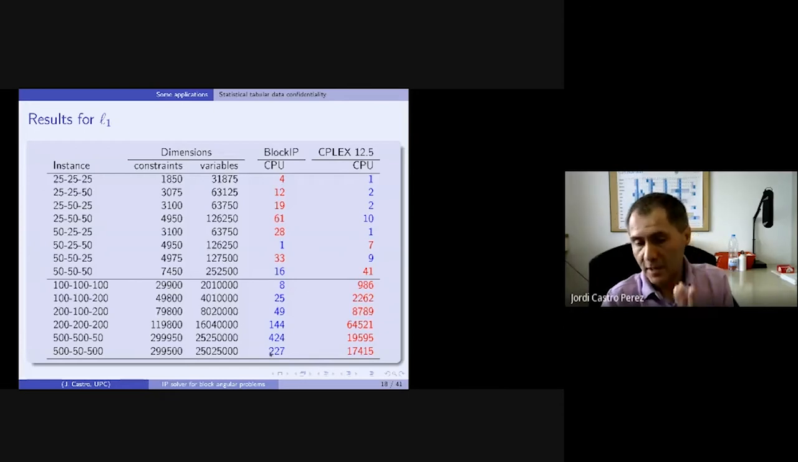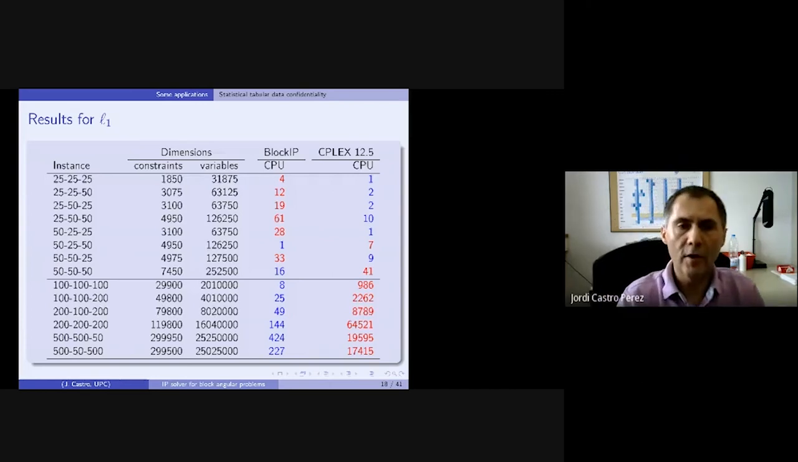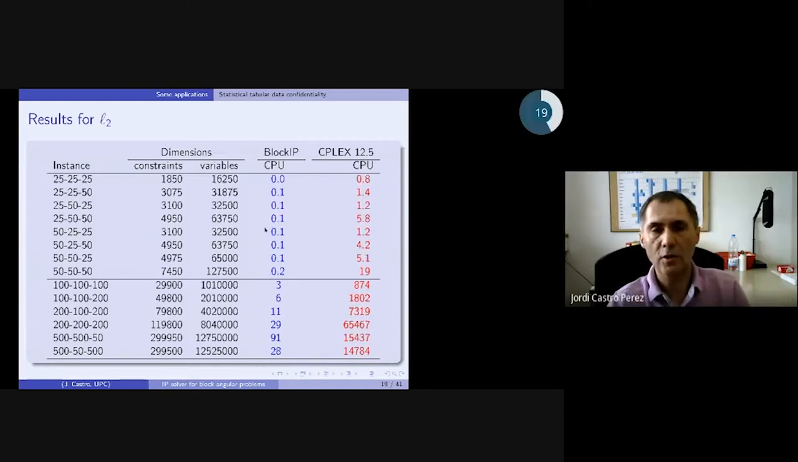Well, in this problem, we see that this approach was very efficient. The larger problems with 25 million variables are solved in 4 minutes, 400 seconds, while CPLEX needed several hours, 6 hours, here about 20 hours, okay? So we see that this method is very efficient in this particular application. For quadratic problems, the results are even better. Remember, I told you before that this algorithm is more efficient when the problems are quadratic, okay? So for quadratic problems, we'll see that CPLEX provides similar times, but block IP reduces the CPU times. These are the results for quadratic problems.